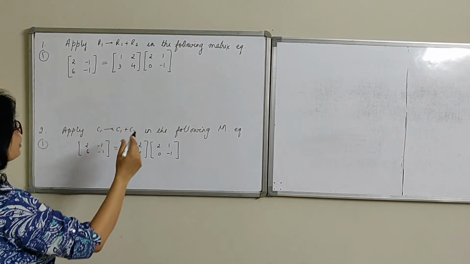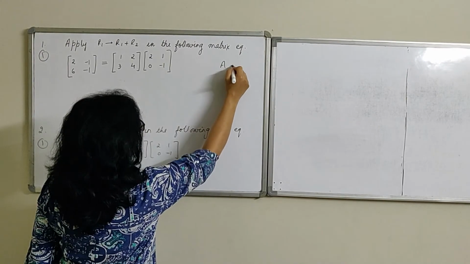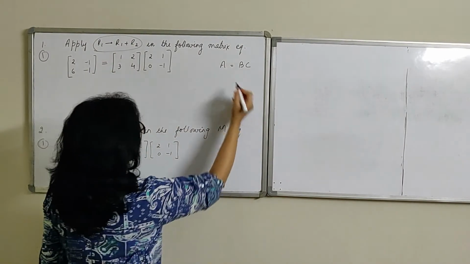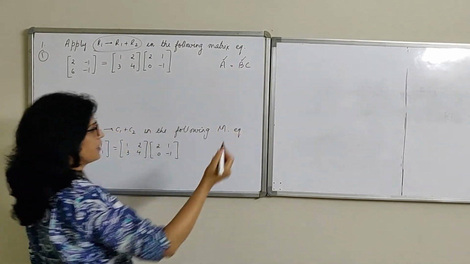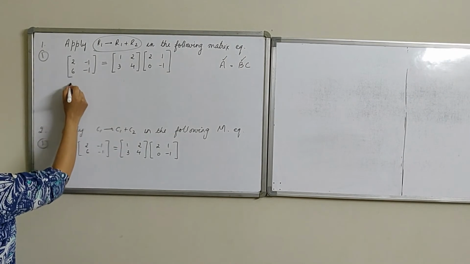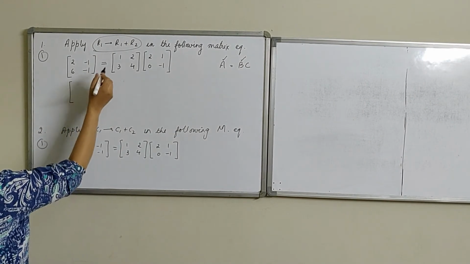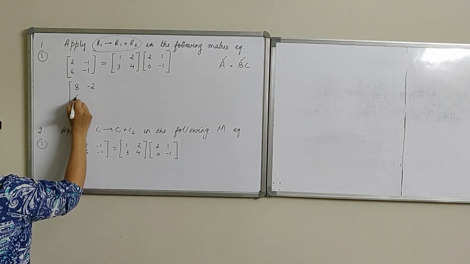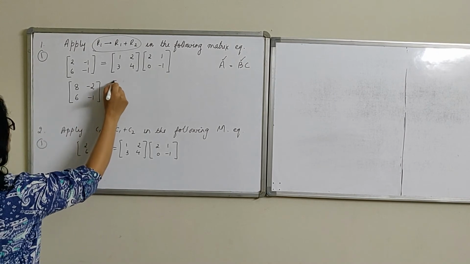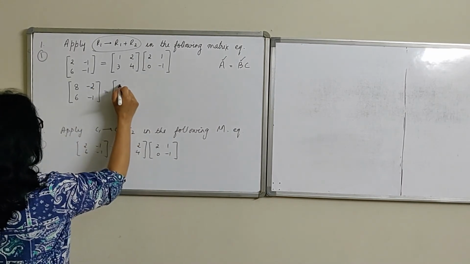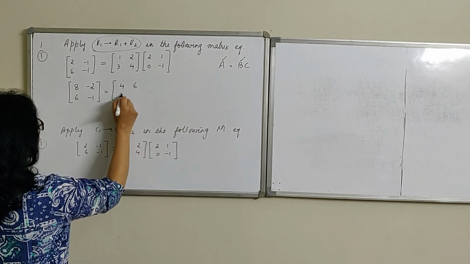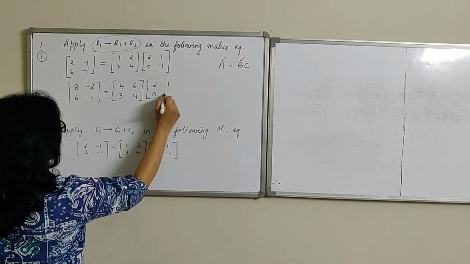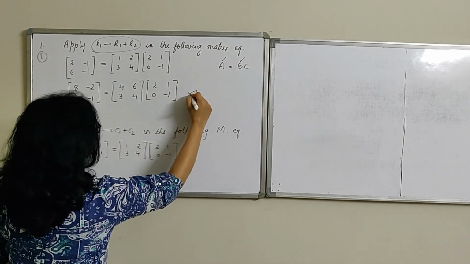So if we get this equation, then understand this is an equation of the kind A equals BC. You need to apply the row operation. So what should you do? Apply the row operation in matrix A and in matrix B only. So when you apply the operation, what do you get? R1 plus R2, so this is 8, -2, and here you get 6, -1. Matrix B, R1 is 4, 6, R2 is 3, 4. There is no change in the matrix C. So this is your final result.